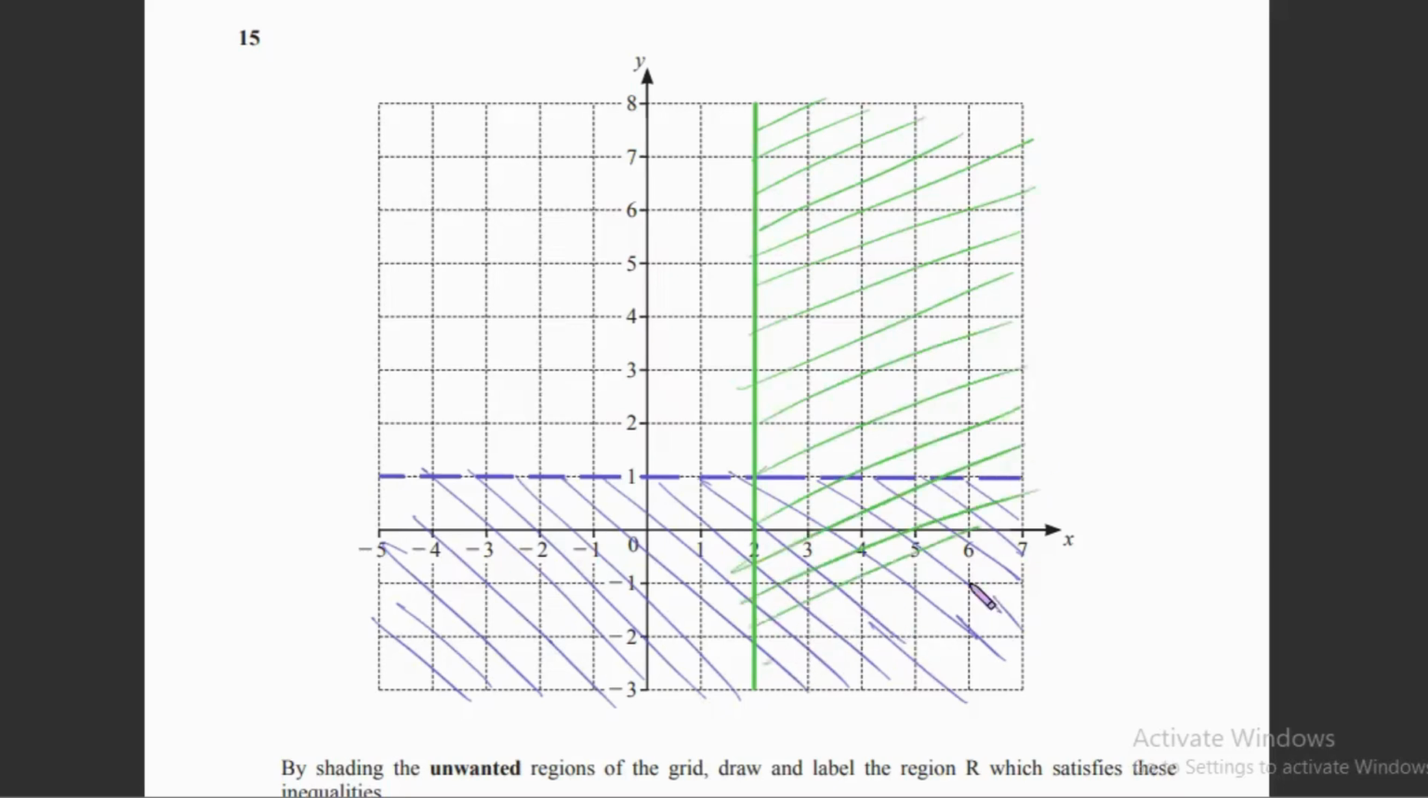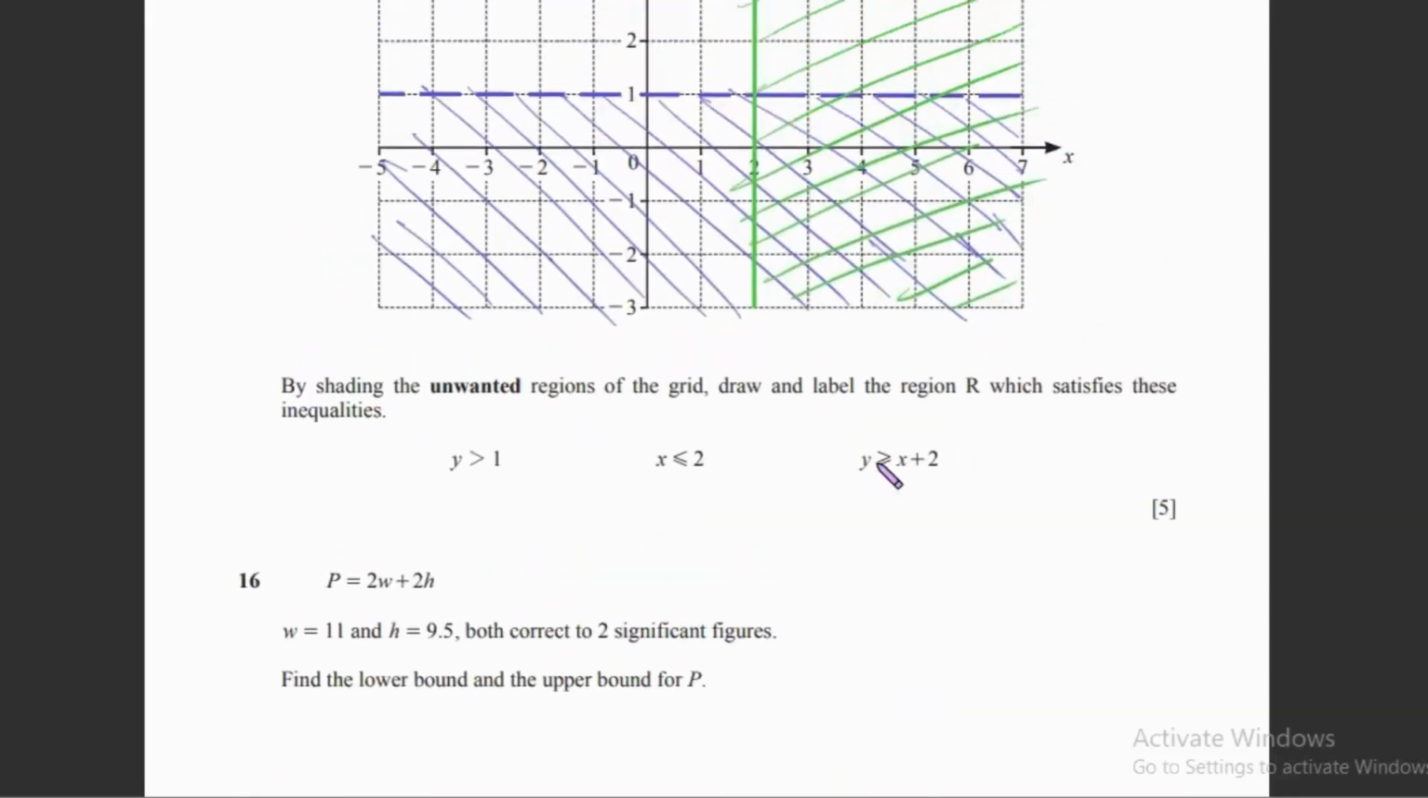The same way, we have to do the same thing for the next inequality that is given to us, which is y is greater than or equal to x plus 2. Forget about the inequality sign. Think about it as an equal sign. So it will be y is equal to x plus 2.